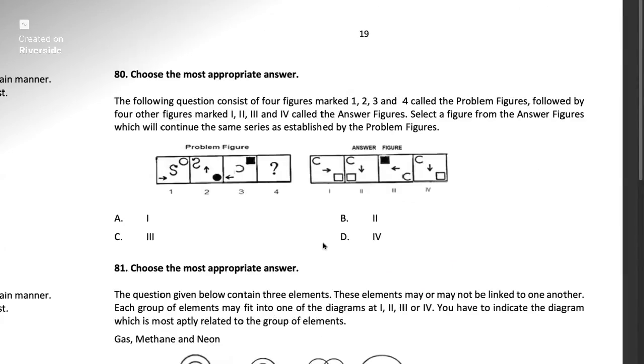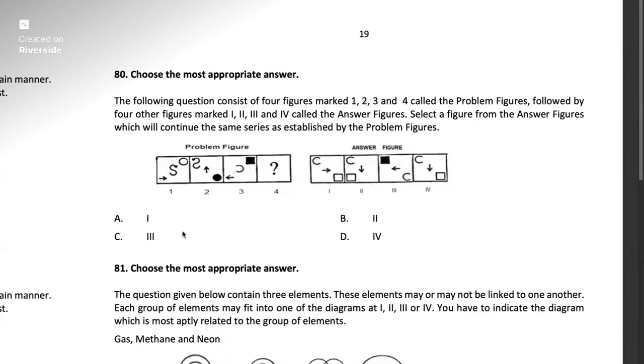Question number 80. Let's concentrate on the elements one by one. Can someone please read this? Amar Shakti, are you there? Okay. Bharat, did you read the question? Yes, sir. The following question consists of 4 figures marked 1, 2, 3, and 4 called the problem figures, followed by 4 other figures marked 1, 2, 3, and 4 called the answer figures. Select a figure from the answer figures which will continue the same series as established by the problem figures. Option B. Okay, we'll check for it.